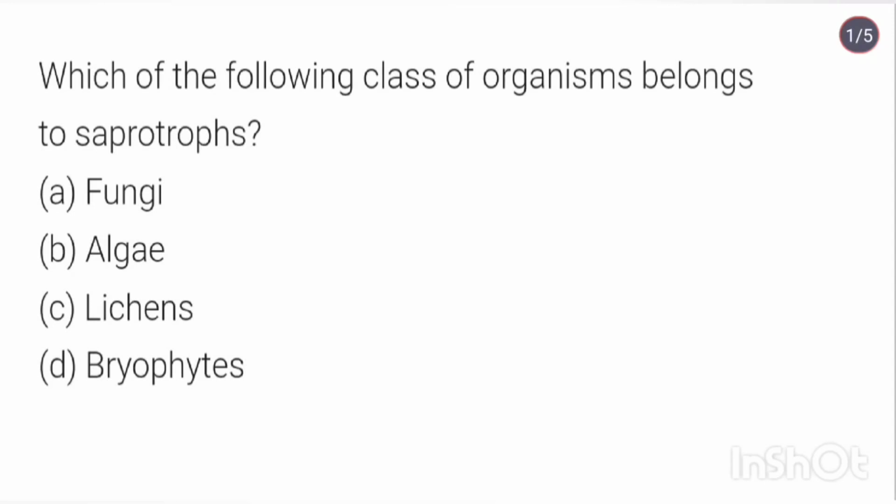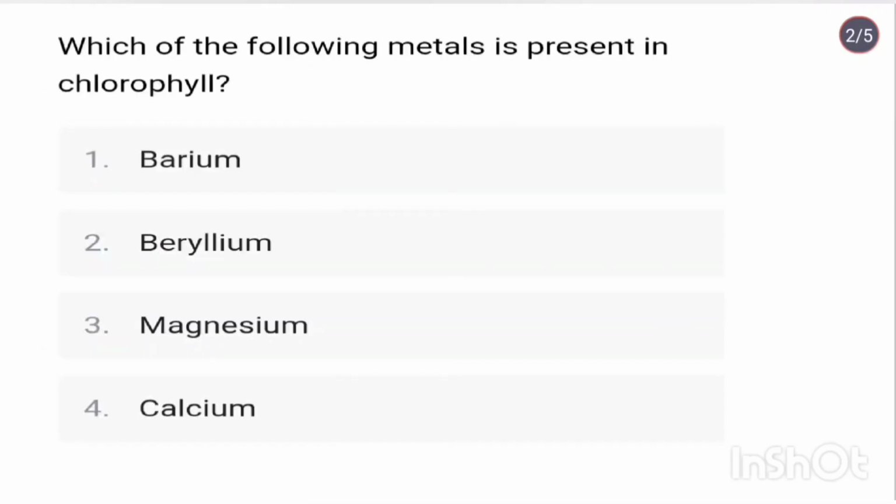Which of the following class of organisms belongs to the saprotrophs? Fungi. Fungi are the saprotrophs. Saprophytes are the organisms which grow and depend on dead and decaying matter. Which of the following metals is present in the chlorophyll? Magnesium. Magnesium is located at the center of this pigment.